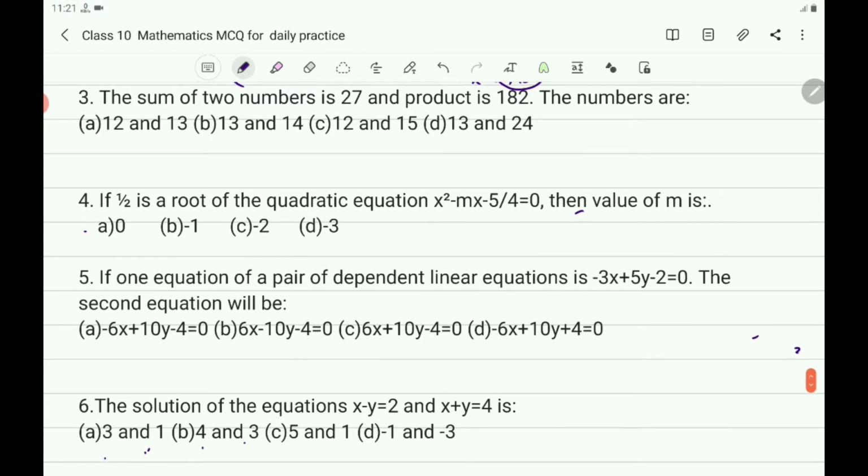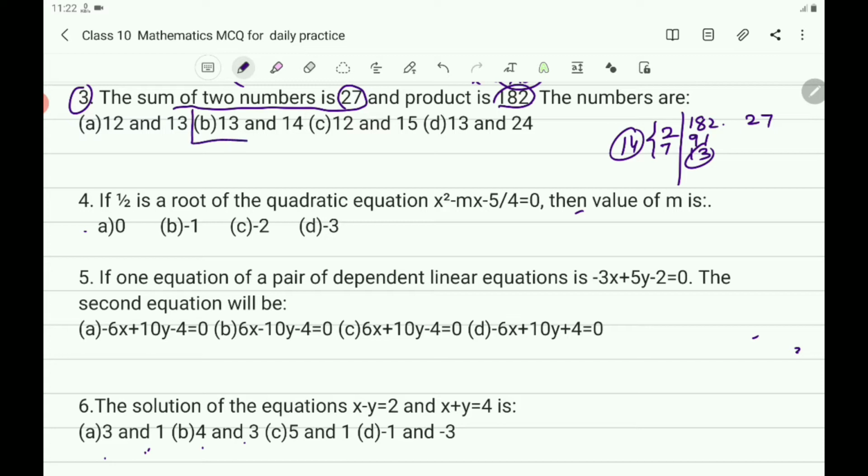Then next let us take question number 3. The sum of two numbers is 27 and the product is 182. Find the numbers. Find the factors of 182 whose sum equals 27. Here the product is positive, so both factors have the same sign. By factorizing, 2 sevens are 14 and 7 thirteens are 91, so 182 is 14 times 13. So the answer is B, 13 and 14.